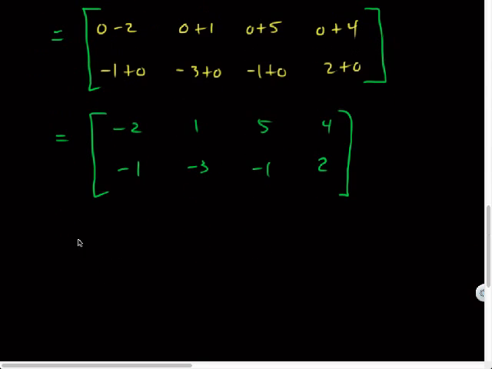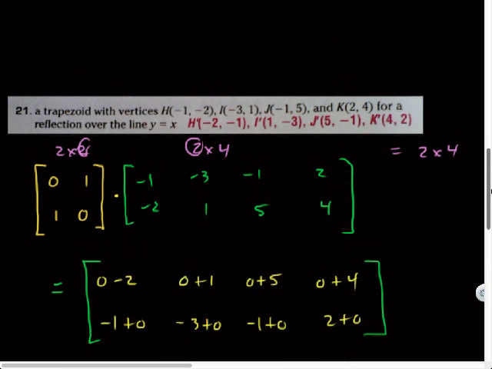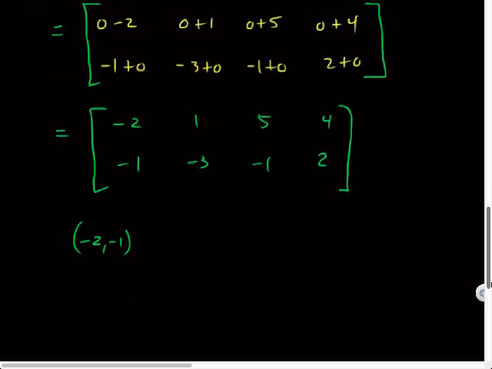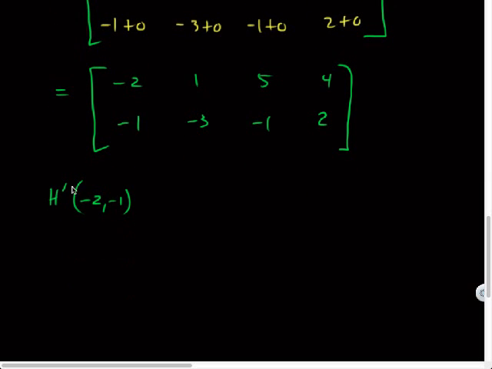So my answers are negative 2, negative 1. And let's see, what did they originally label these? H, I, J, K. So H prime is that, I prime, not to be confused with the imaginary number. J prime is 5, negative 1.